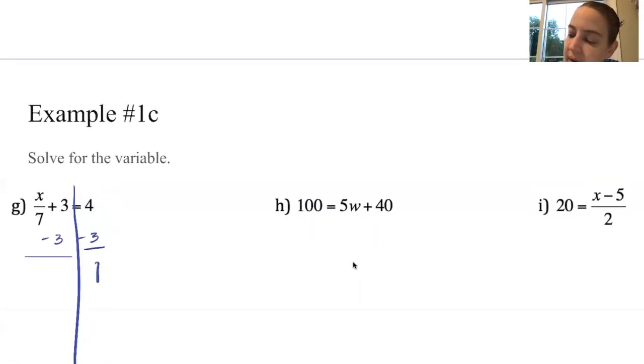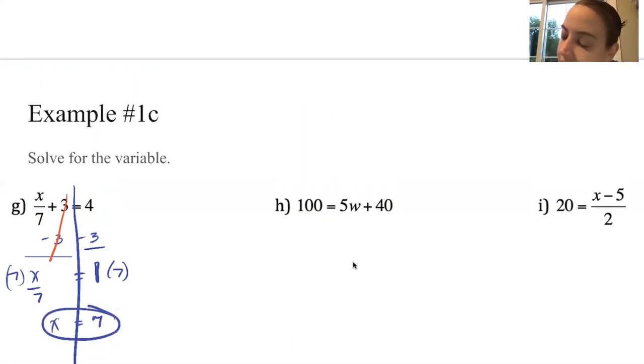4 minus 3 on the right is 1. And then my 3 minus 3, again, those cancel out to 0. And I bring down the x over 7. This over means divide, so to handle the divide, we multiply both sides by 7. 1 times 7 is equal to 7.